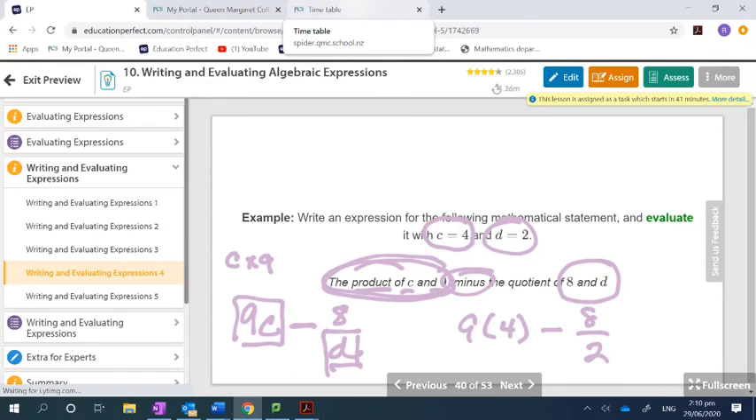Good. Now I'm going to start doing the math. What do I need to look for first? Which part am I going to do first? The 9 times 4. Good job. What's 9 times 4 going to give me? 36. Excellent. And I'm going to bring down the minus. Then I'm going to do the 8 divided by 2, which is what? 4. There you go. And then finally, I'm going to do that subtraction. What's 36 minus 4 going to make? 32.